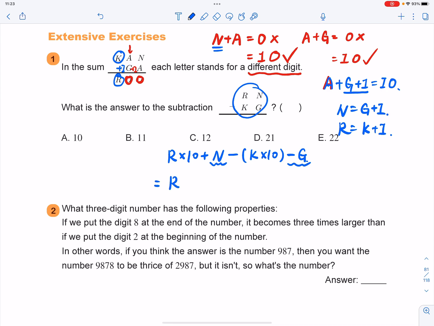So let's say R times 10, take away K times 10, and then you plus N, take away G. So let's see, what do we have? We know that N take away G equals 1 because N is 1 greater than G. And also R take away K equals 1 as well. And for this one, you have to times by 10. So the result of this whole part will be 10. So what's the final answer? It will be 10 plus 1. The answer will be 11. So you choose B.